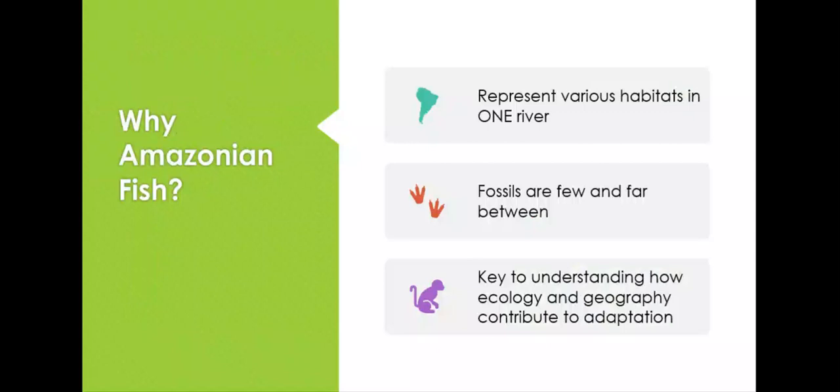The Amazonian fish evolved pretty quickly, and quickly doesn't mean within our lifespan, but in evolutionary history, 5,000 years can seem like the blink of an eye. And these fish happen to evolve in about that time period. They can be the key to understanding how the ecology and geography, and the change in those things, contribute to adaptation, even in a short span of time.